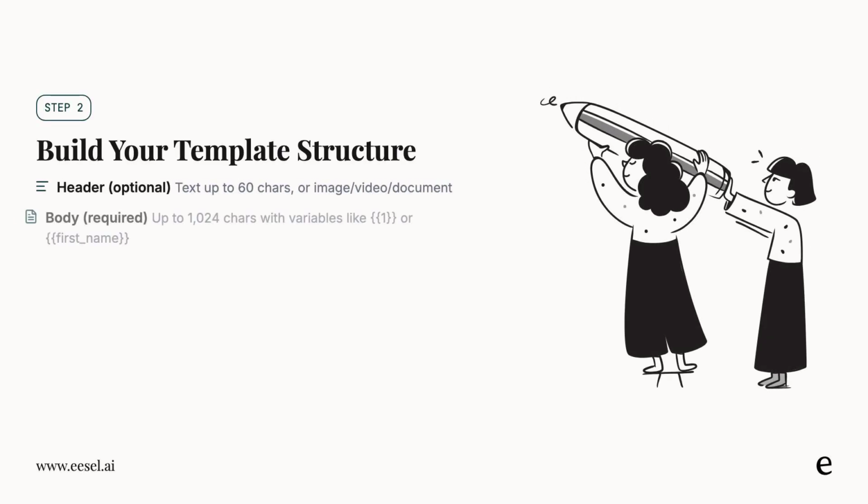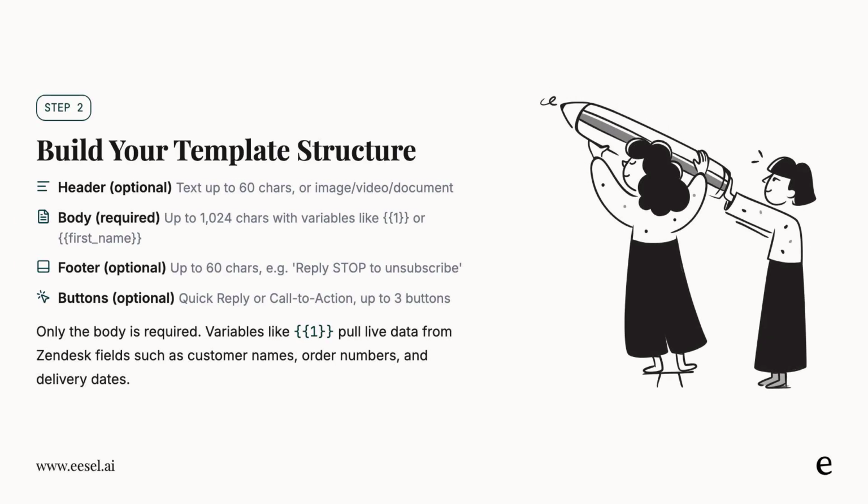Templates have 4 components: an optional header for text or media, a required body of up to 1,024 characters, an optional footer for opt-out instructions, and optional buttons for quick replies or calls to action. Variables pull live data directly from Zendesk fields: customer names, order numbers, delivery dates.